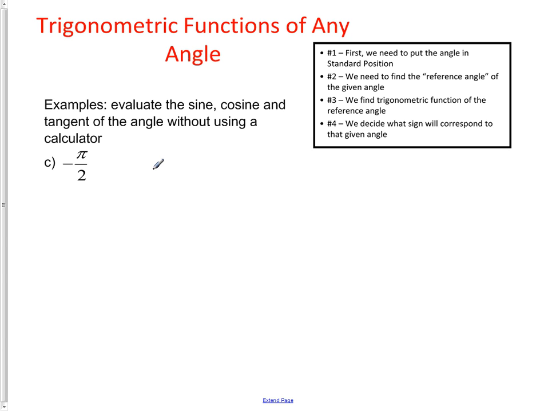Well, how about this one? I'm asked to evaluate the sine, cosine, and tangent of the angle negative pi over 2 without using a calculator. Well, if I wanted to put this angle in standard position, and because it's in radians, I mean a standard position between 0 and 2 pi, I could add 2 pi to that, which is the same thing as 4 pi over 2. So that's going to be the same thing as 3 pi over 2.